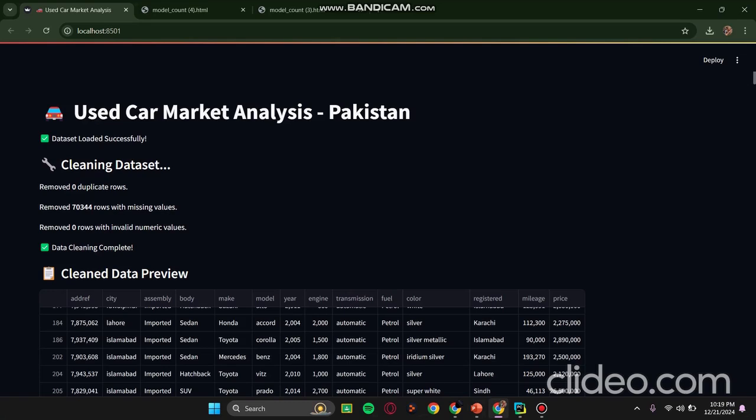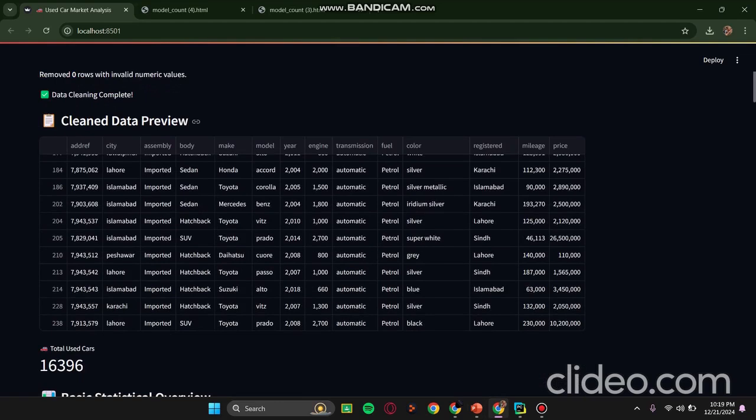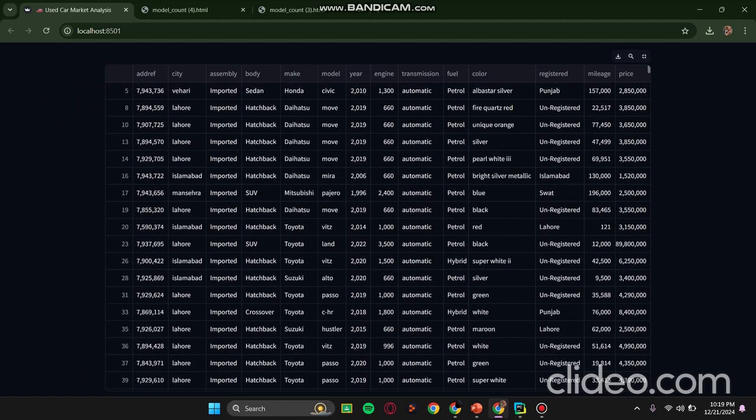So as we can see, firstly, I have cleaned the dataset in which I have removed around 70,344 rows. After cleaning, we have a clean data preview, which we could see right here. In this, we have a lot of rows, with columns for the address, cities, assembly, whether it is imported or exported, the body type, the make and the model, the year, and which engine it has, like 1500cc, 660cc, 1000cc, whatever. So here you could see all the columns right here.